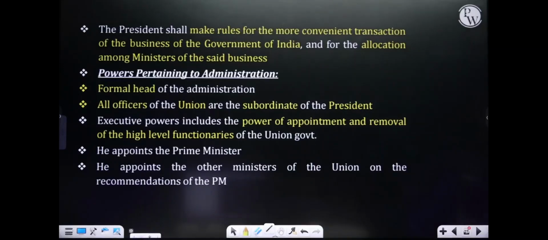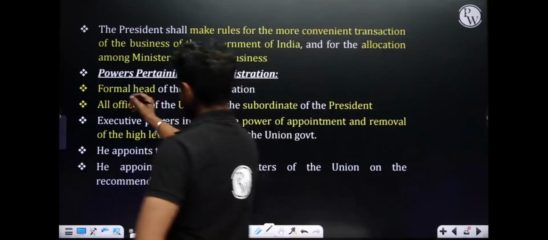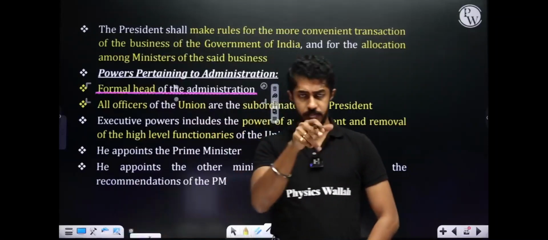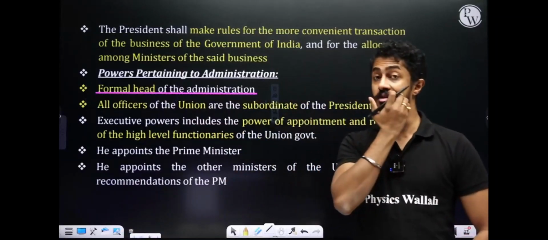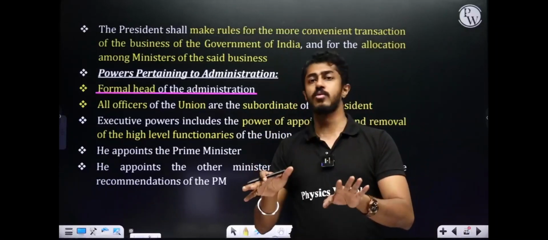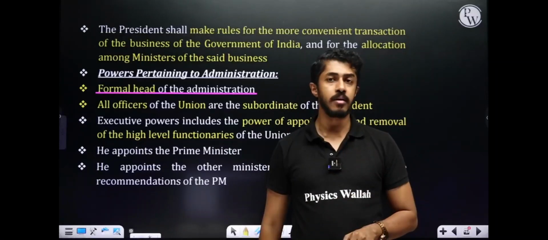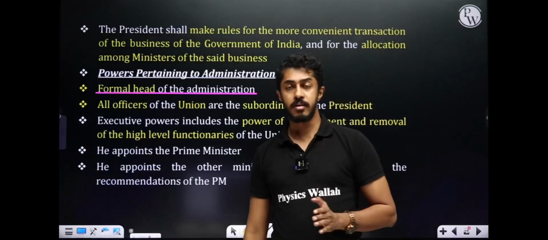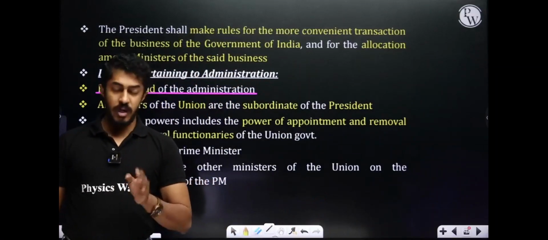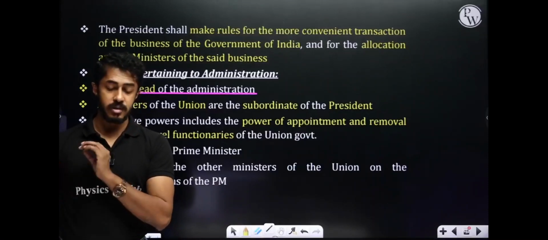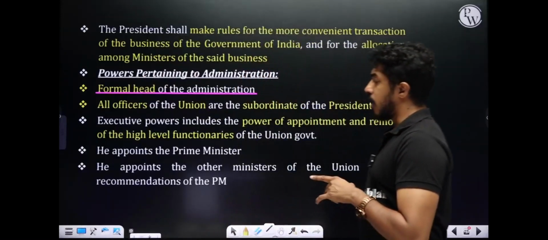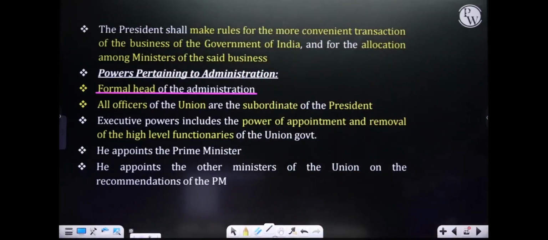Powers pertaining to administration. He is the formal head of the administration. That means even when you clear the service, after your training, like I told you, once your probation, everything is done and final exams you write, that is when you will get a certificate signed by the President of India. Until then, you're only a probationer. Only after that signature falls there, you are part of the service now. Getting the point here? All officers of the union are the subordinate of the President.